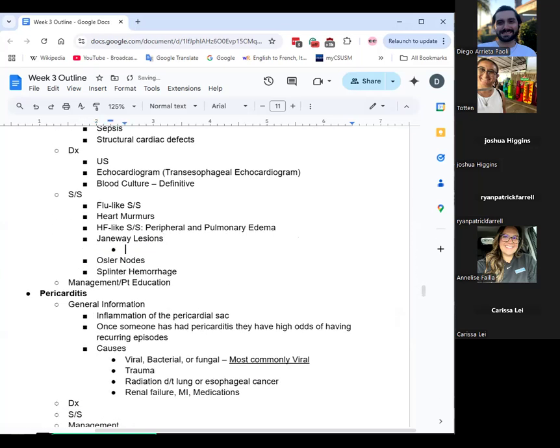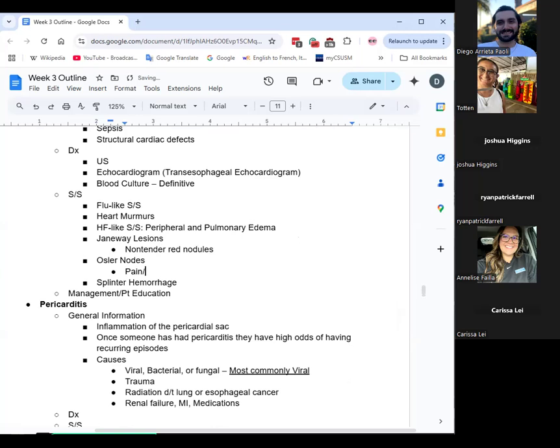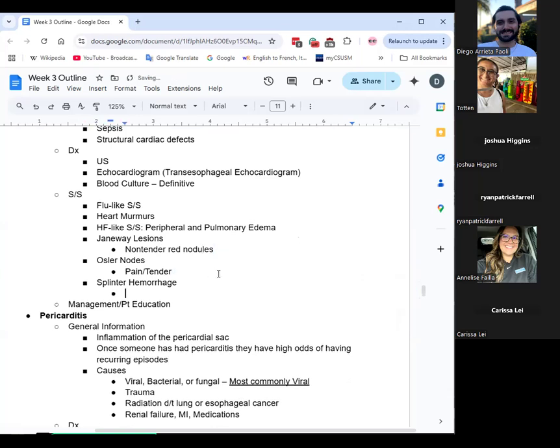For example, Janeway lesions are non-tender, red nodules. Osler nodes are painful, tender. One of them is clot related, one of them is an immunity thing. It's a late sign, but again, don't focus too hard on that. I do have a picture for it, but don't stress too much about these two.